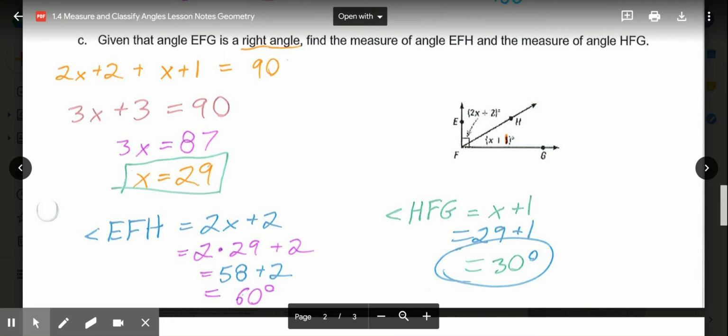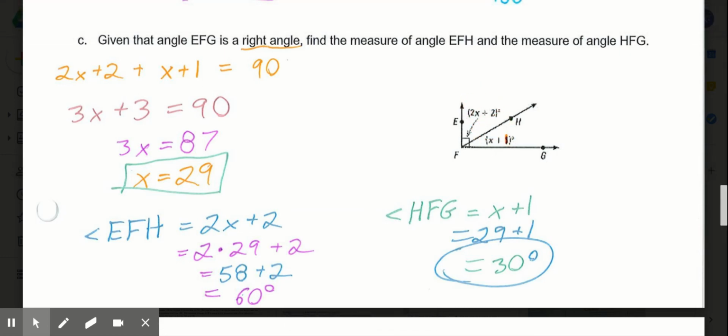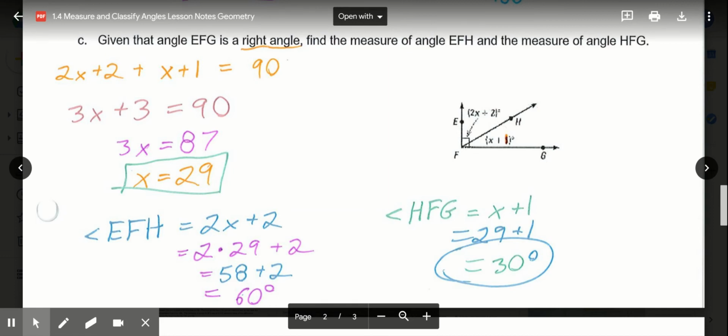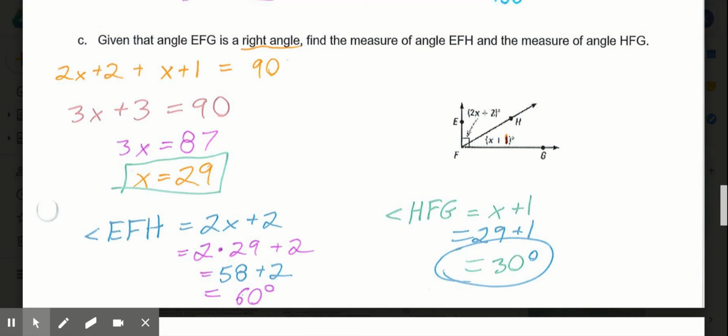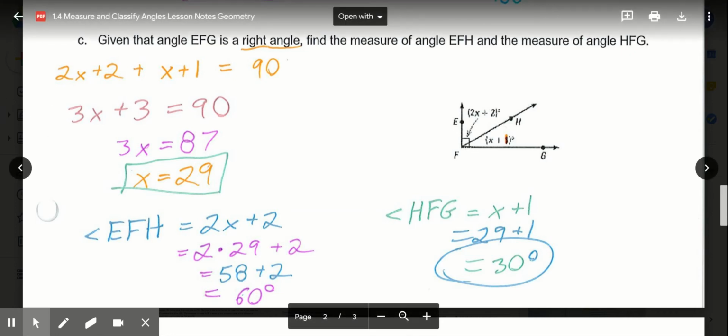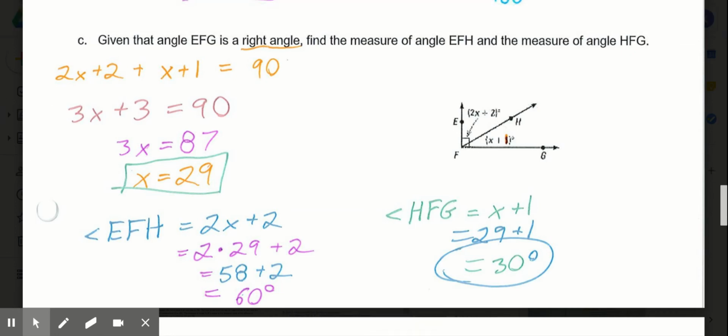So again, we're going to set it up. The two parts equal the total. So 2x plus 2 plus x plus 1 equals 90. Solve for x. So 3x plus 3 when we simplify equals 90.